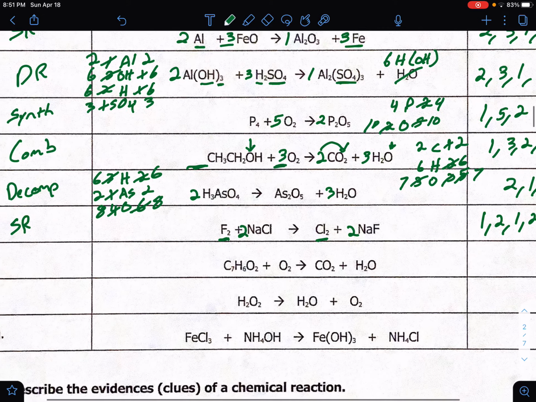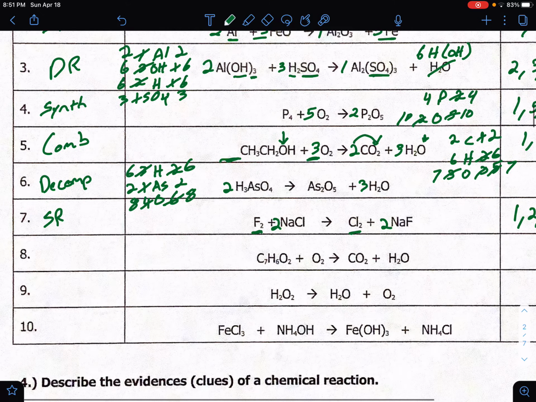Okay, back to this one. I see O2, CO2, and H2O. This is going to be a combustion. Okay, so I'm going to do my same trick. So I usually do this every time for combustion because sometimes you can run into a little problem. Okay, so I have 7 carbons on the left, 6 hydrogens on the left, and I have 4 oxygens on the left. And on the right, I have 1, 2, 3.